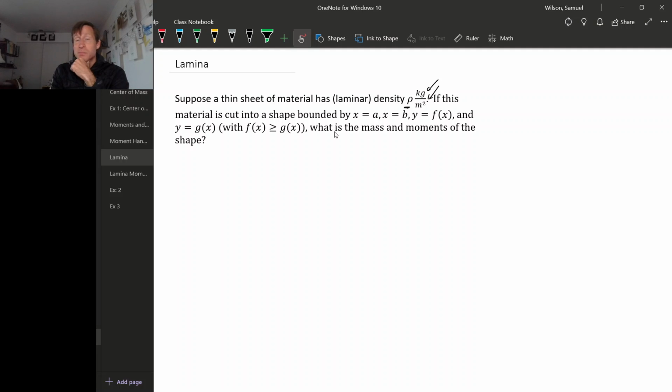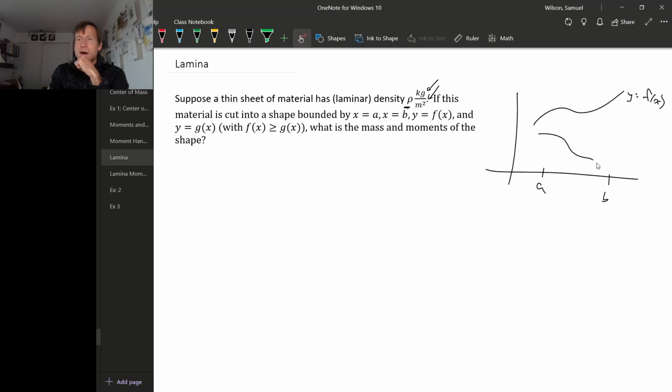And we're going to suppose that we've cut this shape, or we've arranged for this shape, so that it goes from x equals a to x equals b. It's bounded on top by some graph y equals f of x, and it's bounded on the bottom by some graph y equals g of x.